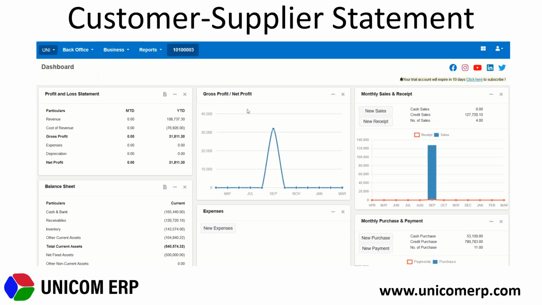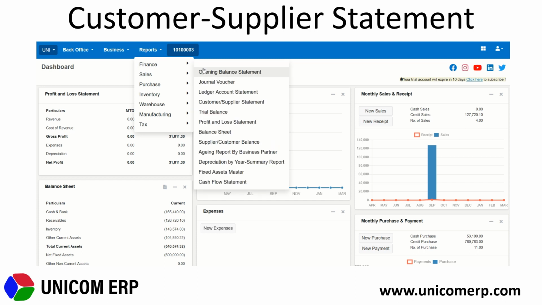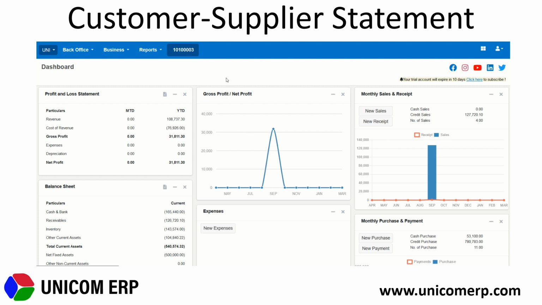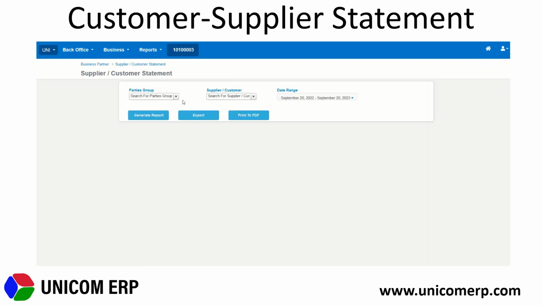A supplier customer statement is a document that shows the transactions between a specific customer or supplier and the business. It includes the date, amount, and description of each entry, as well as the current balance owed or due. You can access it from the Report menu by choosing Finance and then Supplier Customer Statement. You can filter the report by parties group, customer or supplier, individual supplier or customer name, and date range. This will display the information for the specified period and party.